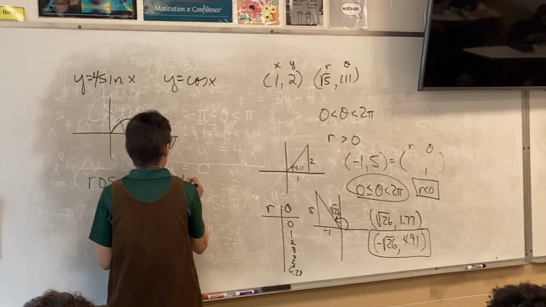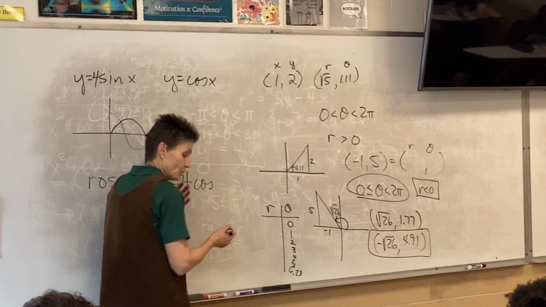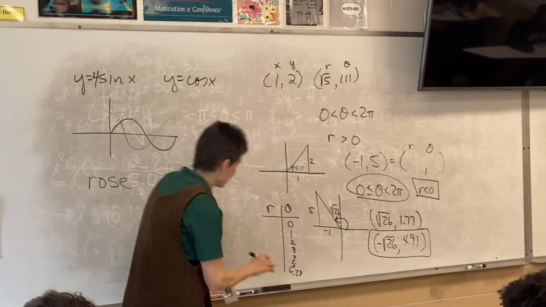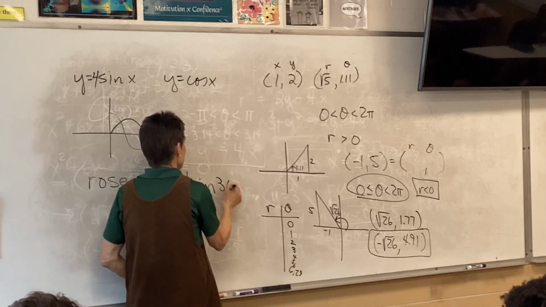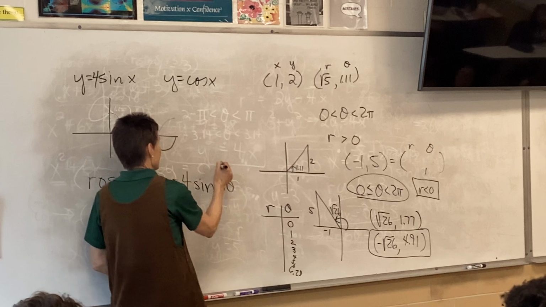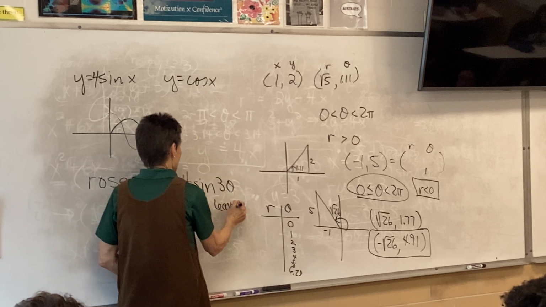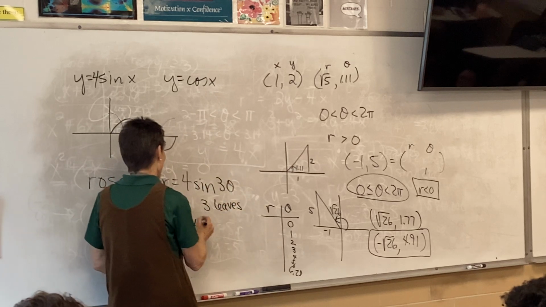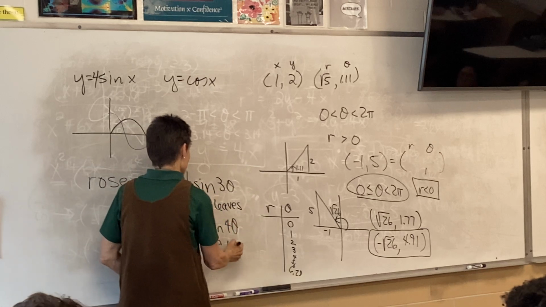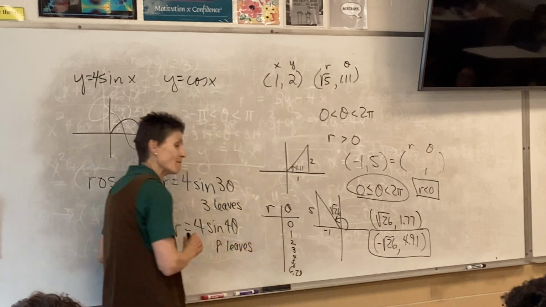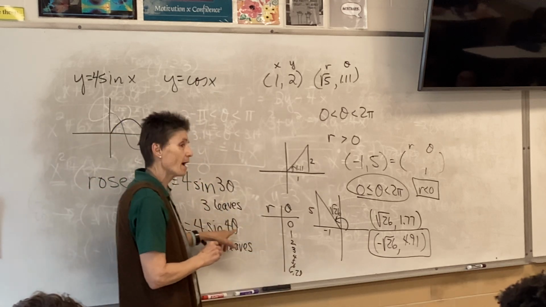So when we graph, are you doing cosine or sine? Probably sine. It doesn't matter. When you did 4 sine 3 theta, you got 3 leaves. It does look like that. But when you did 4 sine 4 theta, you got 8 leaves. All right, let's try 5 theta. Do 4 sine 5 theta.